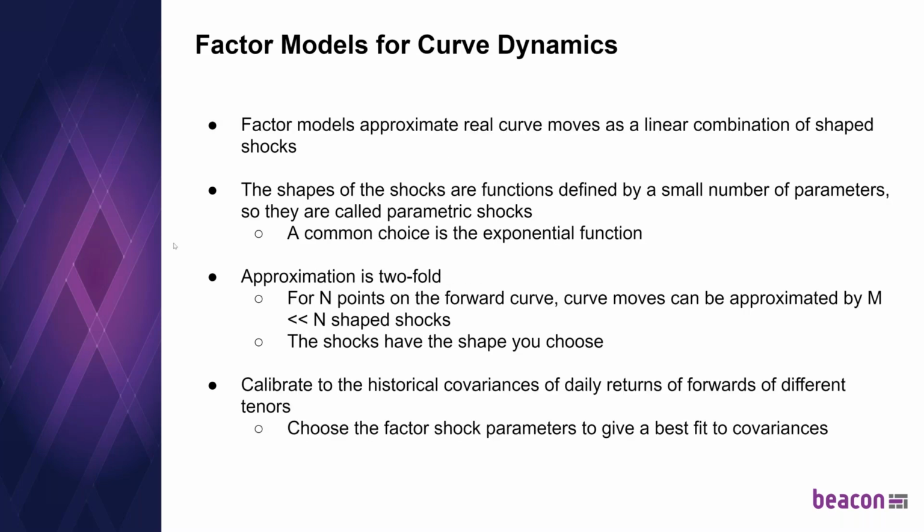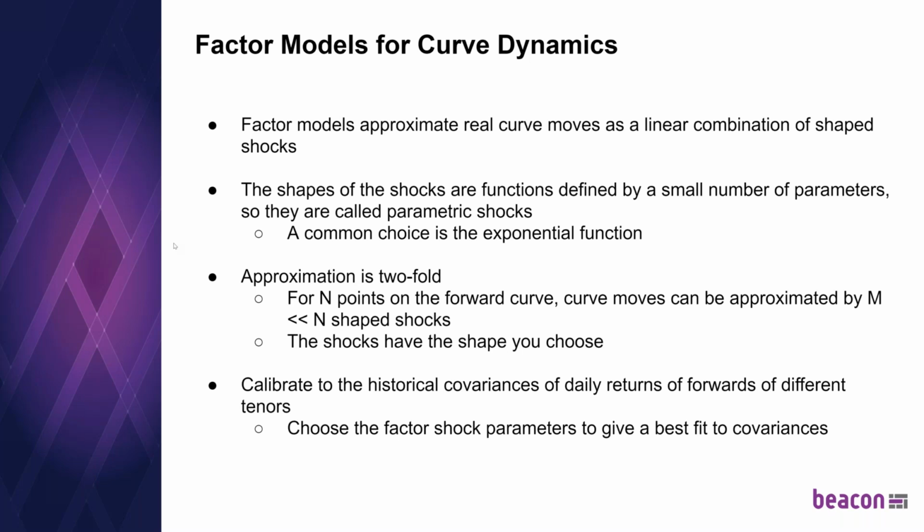There are two standard quantitative techniques that we can apply here. The first one is called a factor model. In a factor model, we assume that there are a small number of kinds of curve shock that can happen. The model is that when the futures curve moves, the move is a sum of a small number of shaped curve shocks, each one weighted by some random weight.